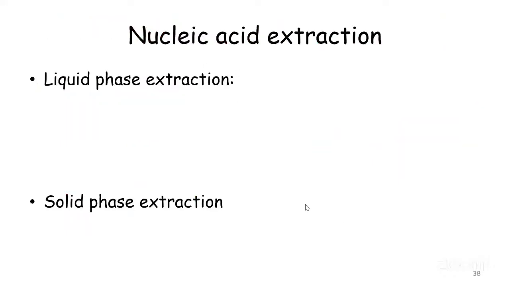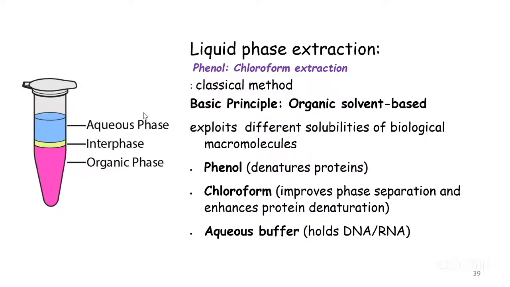So on the basis of this property of DNA, we can separate DNA from all these impurities. There are two methods: liquid-based extraction and solid-based extraction. Liquid-based extraction is the classical method of DNA extraction. It is phenol chloroform extraction. We add phenol chloroform in equal quantity, 50-50 ratio. The basic principle is the organic solvent base. Different macromolecules have different solubilities in these solvents. So phenol will disrupt the proteins, chloroform improves the phase separation and enhances the protein denaturation, and aqueous buffer holds the DNA.